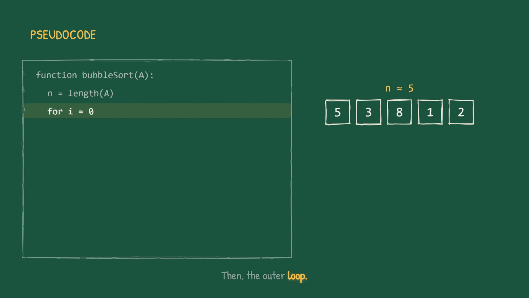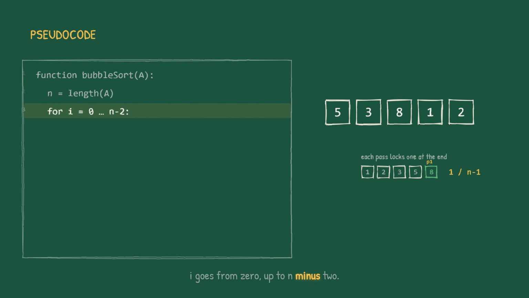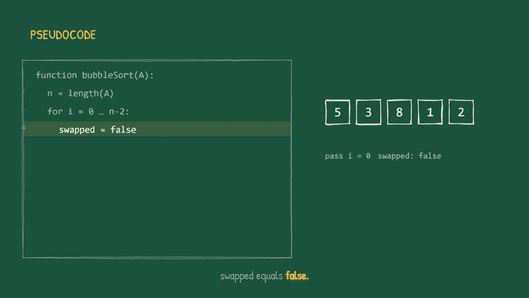Then, the outer loop. This one counts the passes. I goes from 0 up to n-2. Each turn of this loop is 1 full walk down the list. Before each pass, we plant a little flag. Swapped equals false. We're being optimistic. We assume the list is already sorted, and we let the pass prove us wrong.